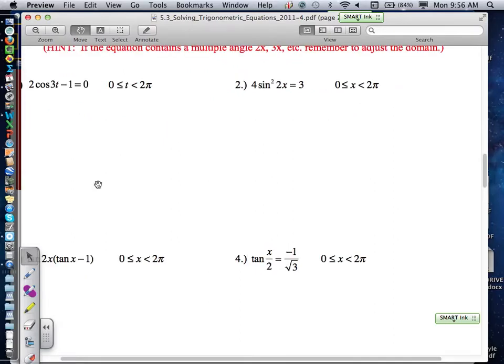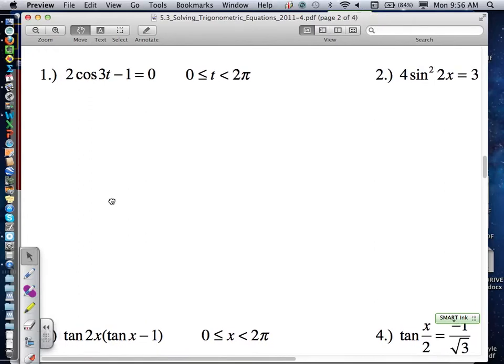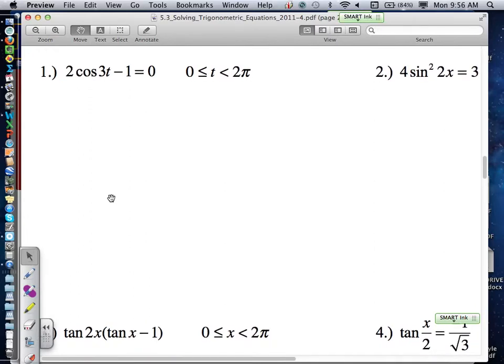The first one I want to look at is 2 cosine 3t minus 1. Notice our domain values are going from 0 to 2 pi, but the angle is 3t. Our angle here is 3t, and our domain is for t. So as we solve this, we need to adjust the domain.